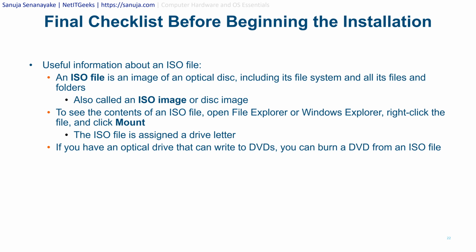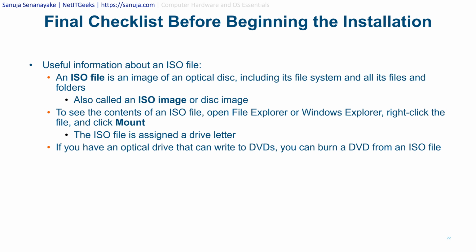To see the contents of an ISO file, open File Explorer or Windows Explorer depending on the Windows version you have, then right click the file and click Mount. What Mount does is make that ISO file viewable using the Microsoft operating system. It will assign a drive letter, just like C drive or E drive. If you have another hard drive or partition, the ISO file will have another drive letter assigned, and now you can browse through the content within that ISO file.